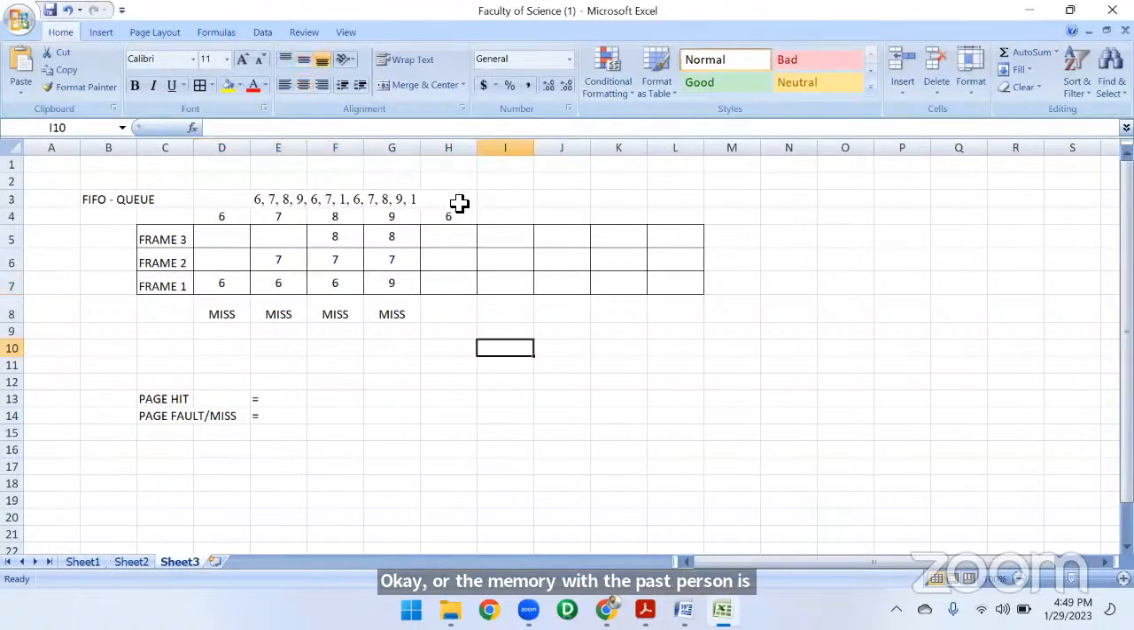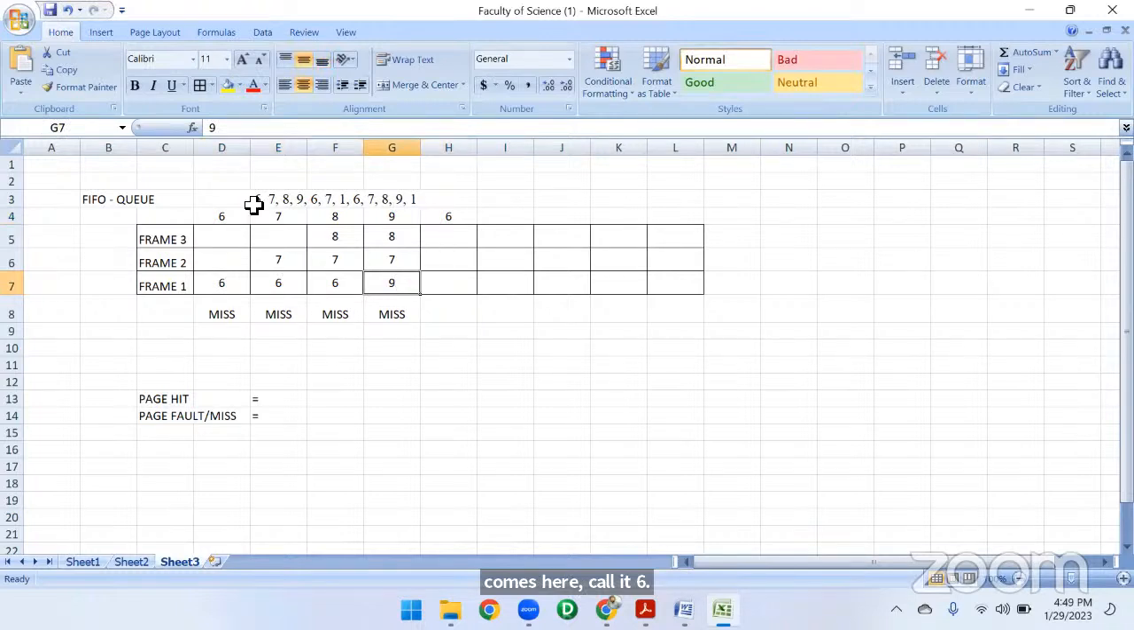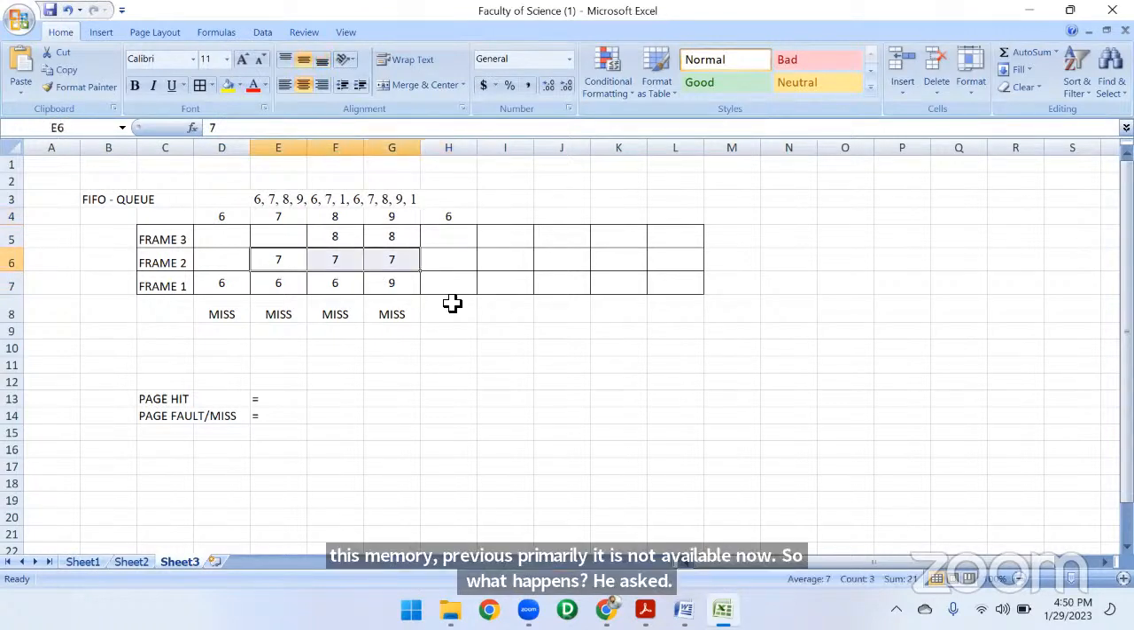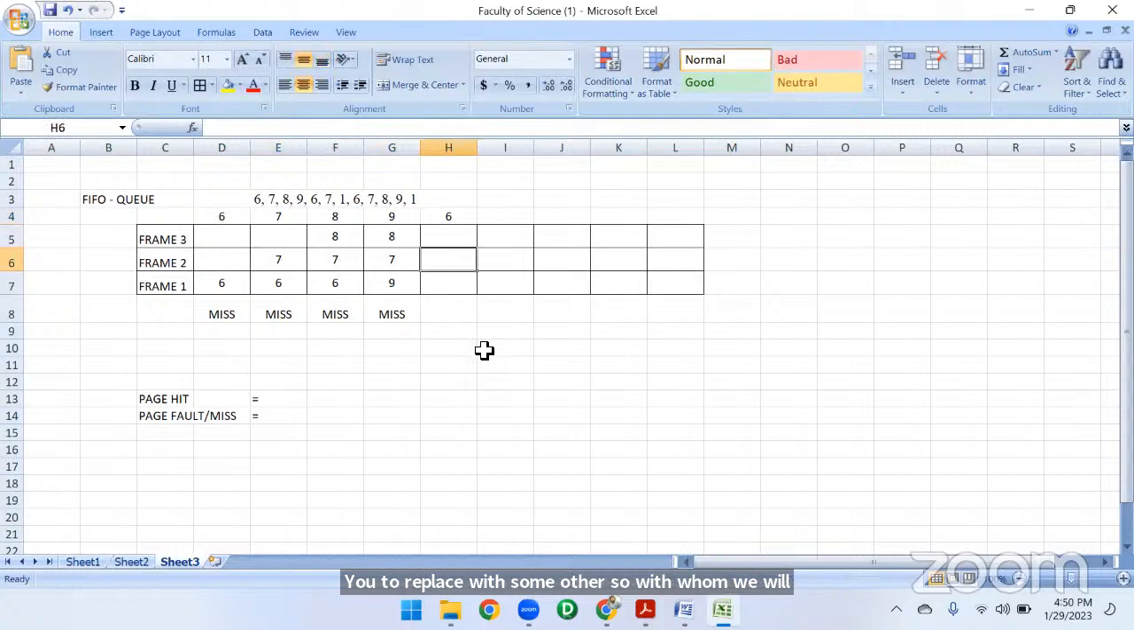Let me see this one, the 6th one. So when 6 comes here again, 6 was already replaced with 9. Again 6 has come, but it is not available now in this memory. So what happens? It has to replace some other page. With whom will we replace? The 7 has been present for a long period. So it will replace the 7.